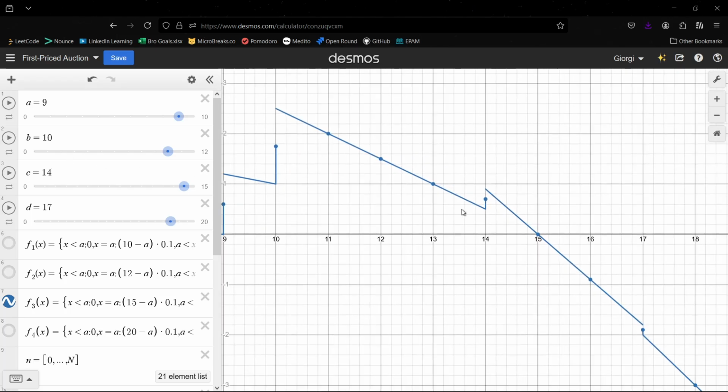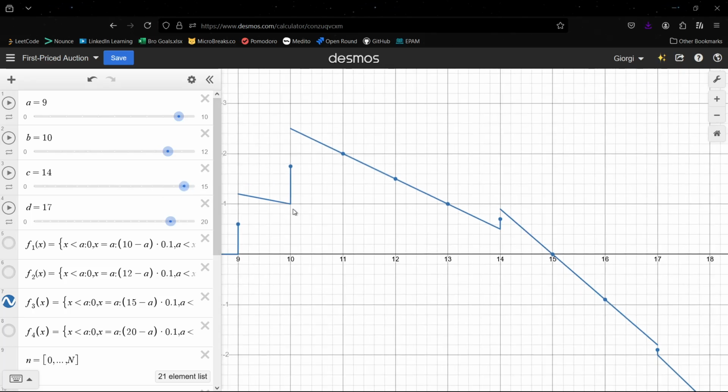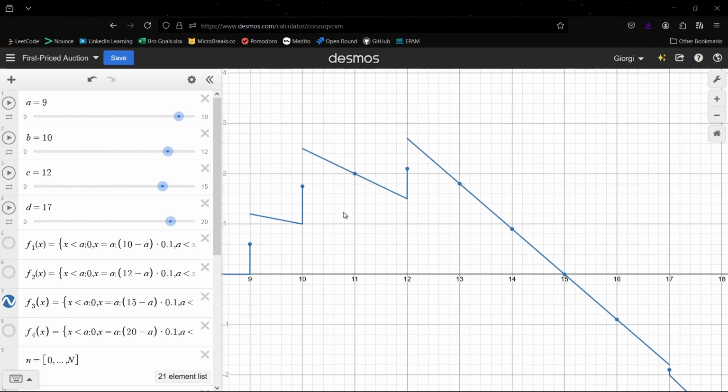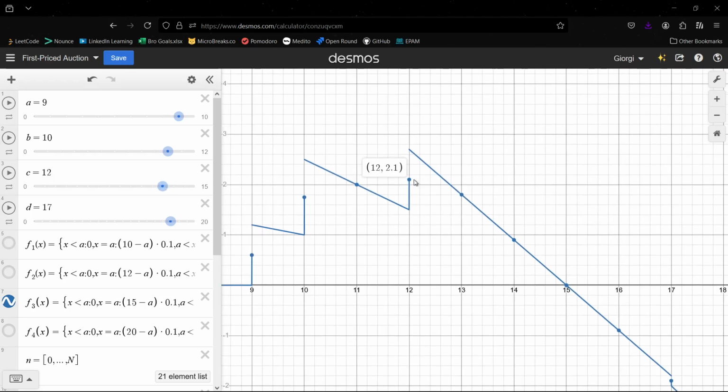Now it's set to 14, right? So 14 gives you 0.7 when you have valuation 15, but if you reduce it, you're actually gaining. So let's reduce it a bit. At 13 you get 1.4, but at 11 you get 2, so let's reduce it again. At 12 you get 2.1, at 11 you get 2. So this is quite good. This is probably an equilibrium value for C.